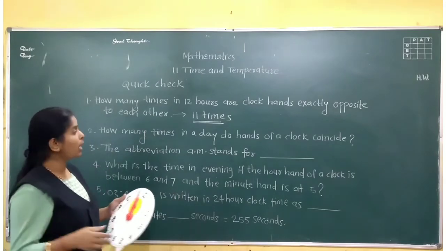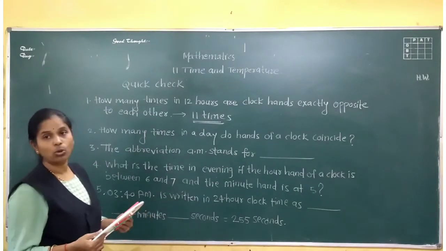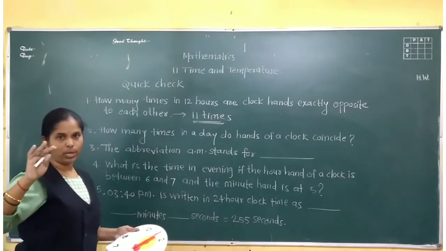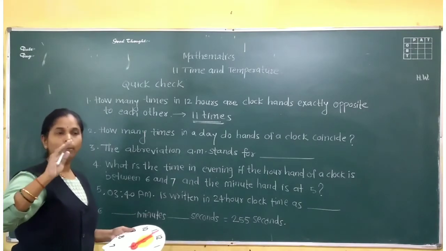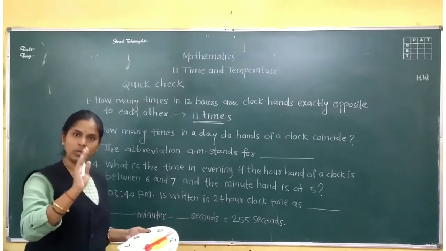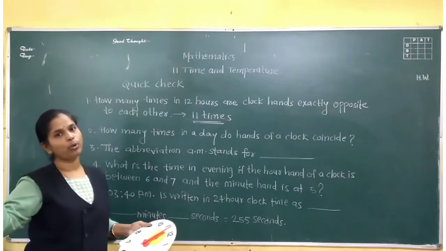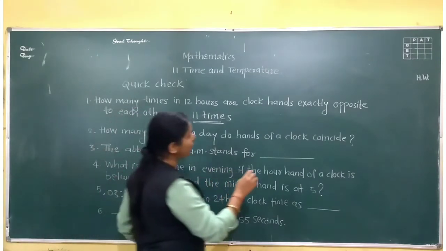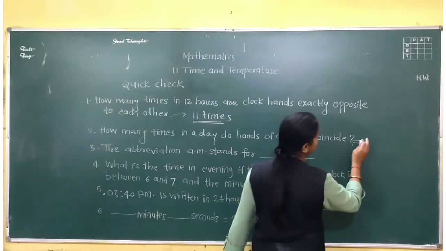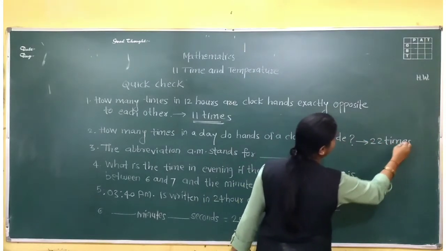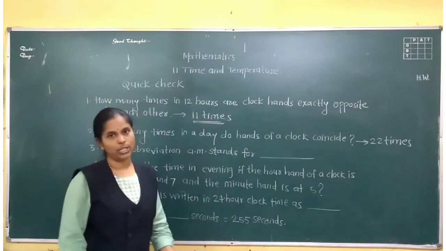So in total, how many times do the hands of a clock coincide? 11 plus 11, 22 times. From 1 to 12 hours 11 times, and from 13 to 24 hours 11 times. Like that, in total 22 times the hands of a clock will coincide with each other.